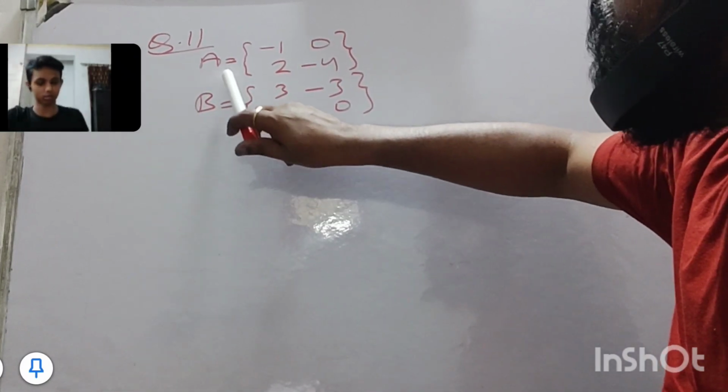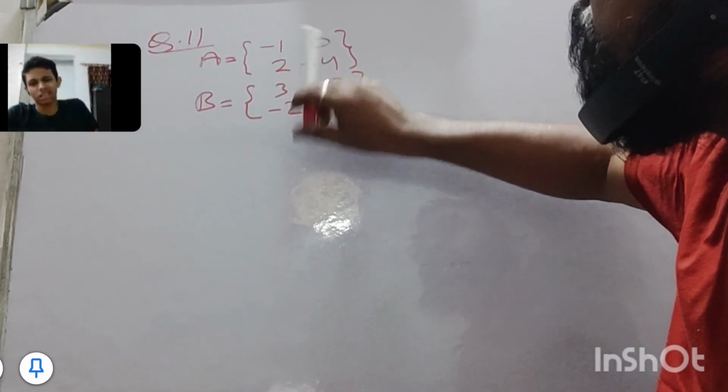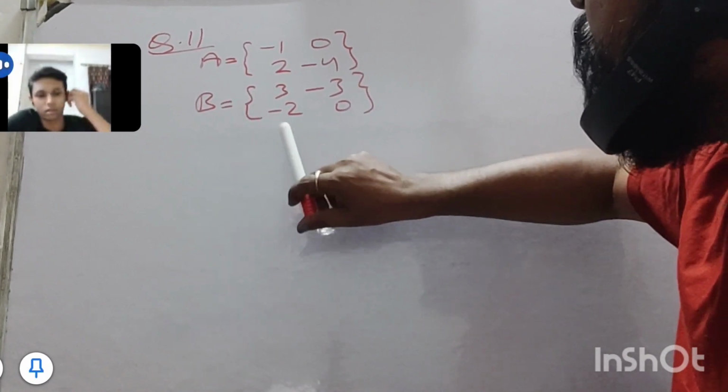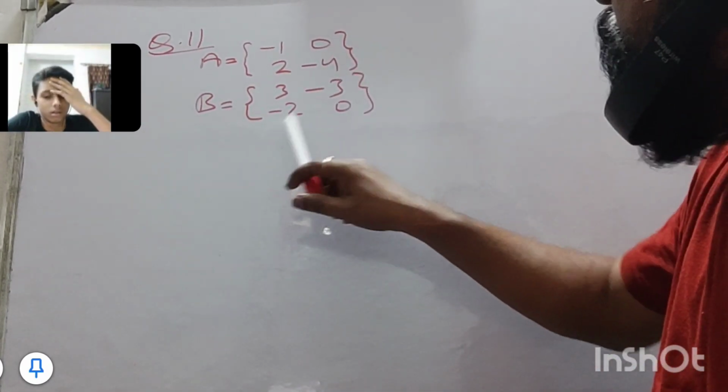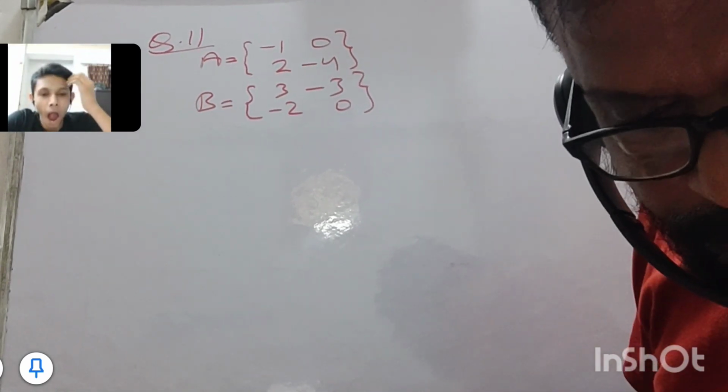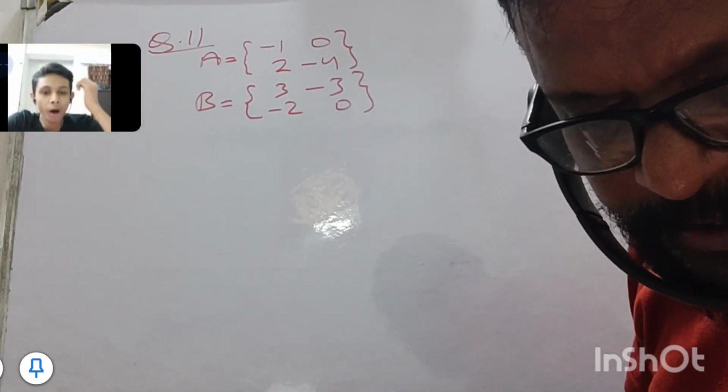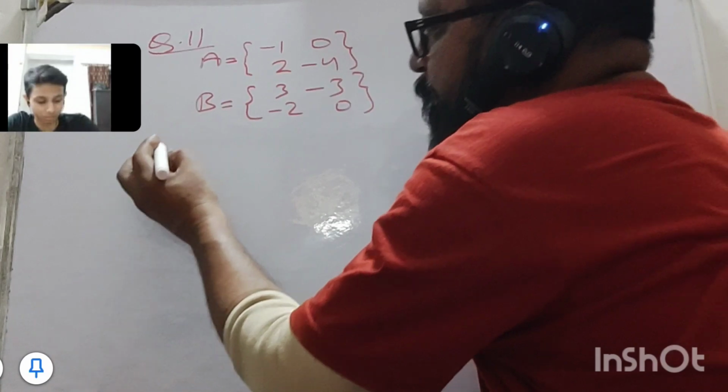Hello, now we are going to talk about matrix. There is one matrix A. A has elements -1, 0, 2, -4, and matrix B has elements 3, -2, 0.